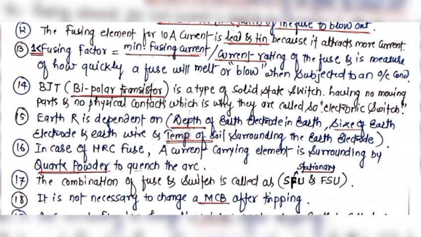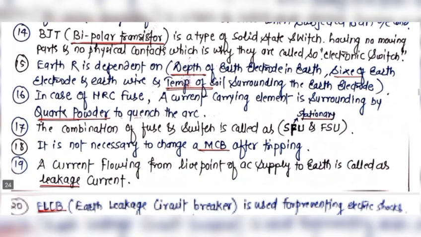In case of HRC fuse, a current carrying element is surrounded by quartz powder to quench the arc. The combination of fuse and switch is called SFU unit, that is switch fuse unit, which is stationary, and FSU, that is fuse switch unit. It is not necessary to change a MCB after tripping.